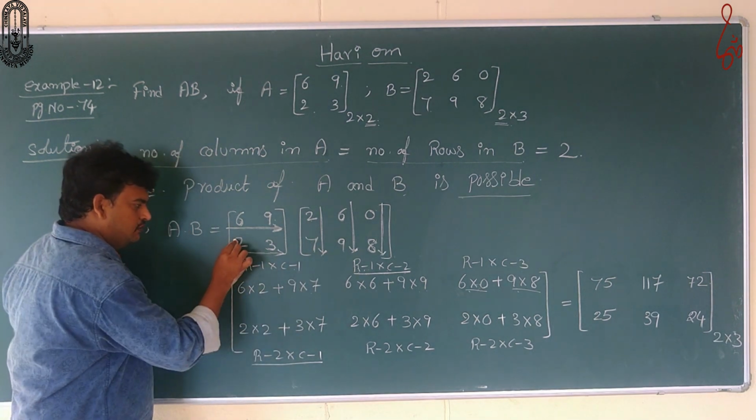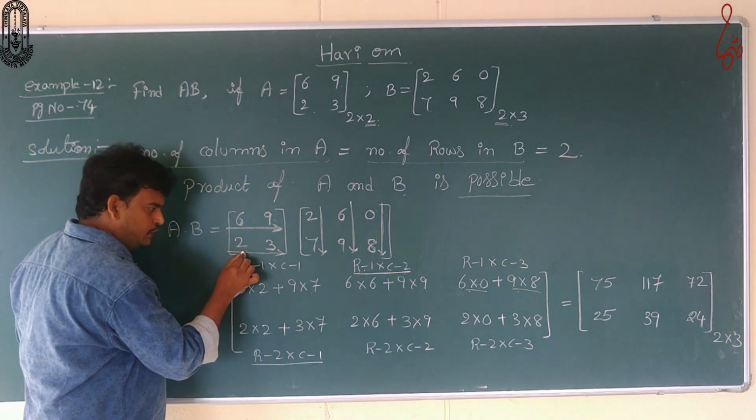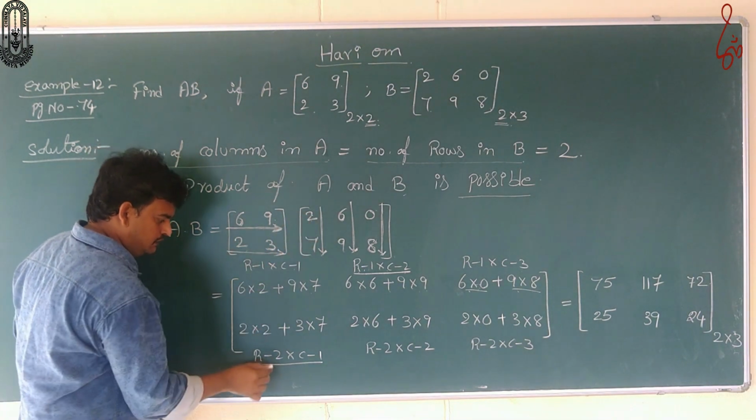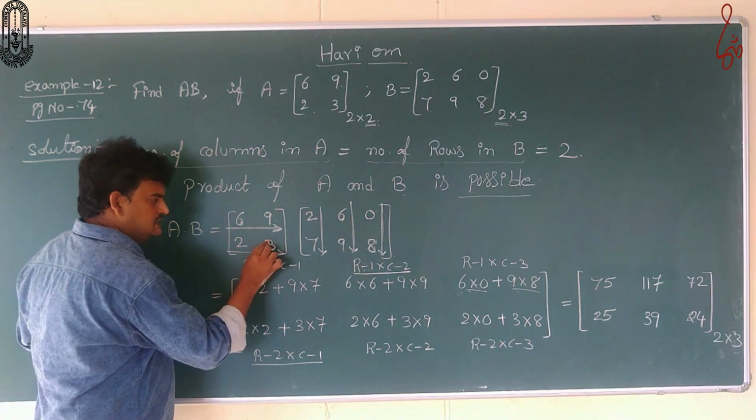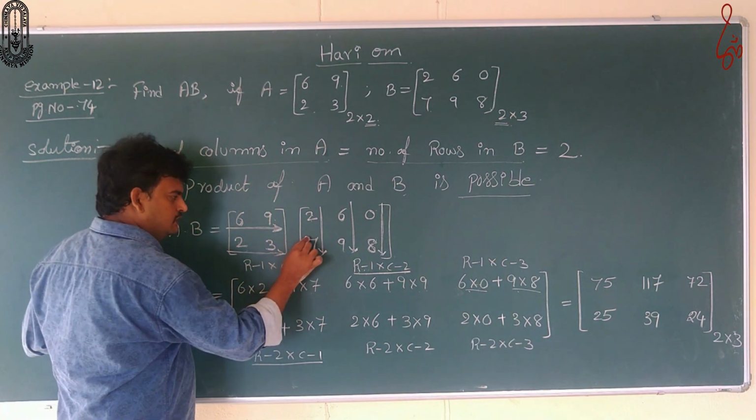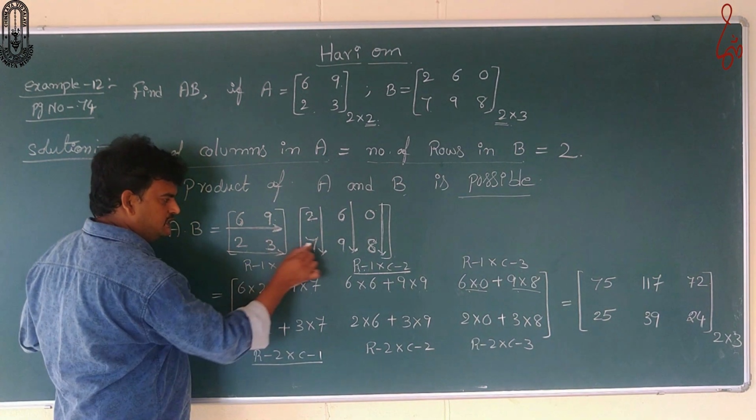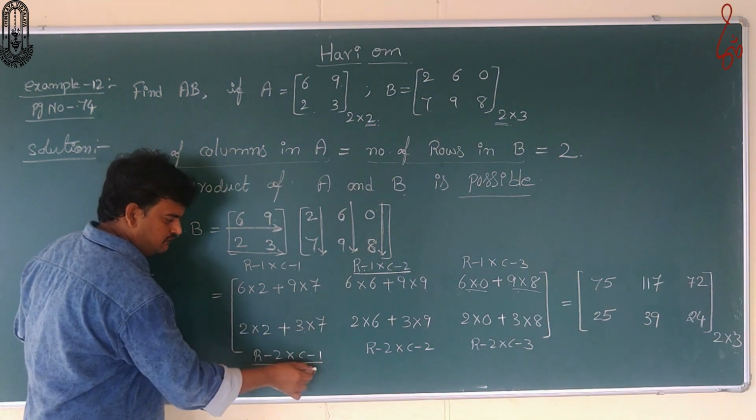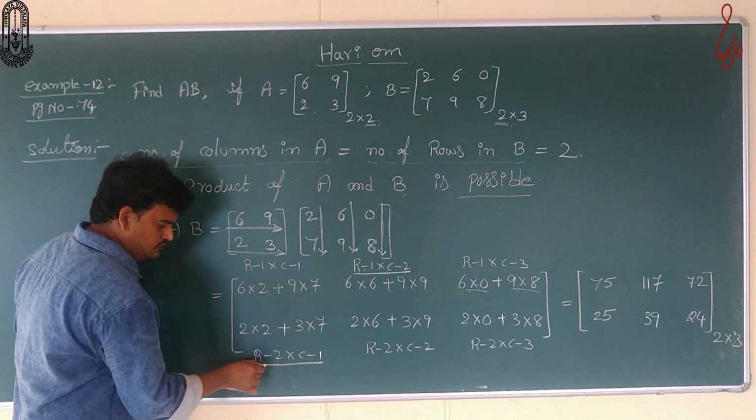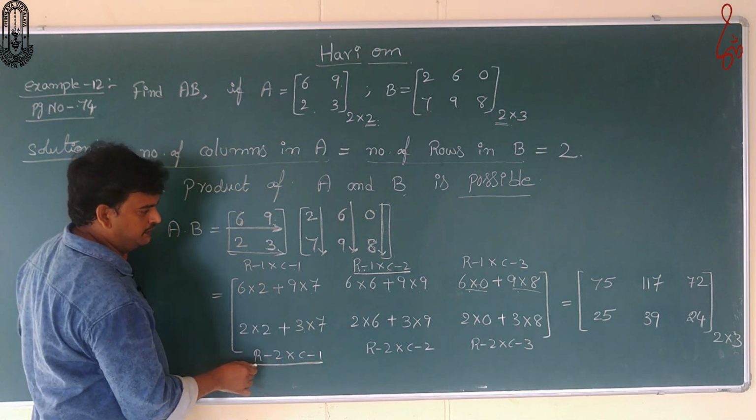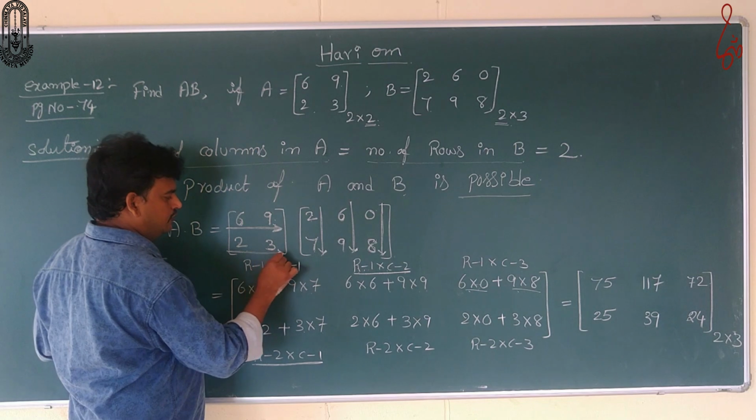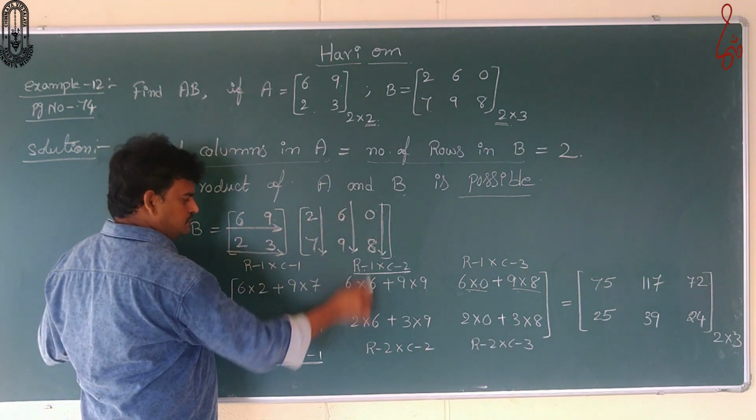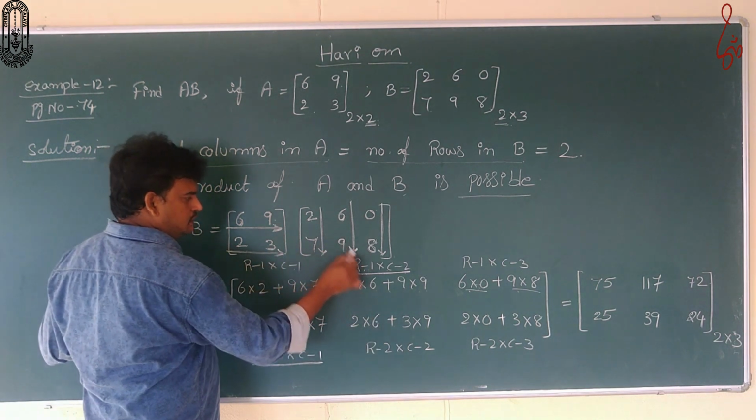Let us multiply. First element in the second row with first element in the first column, 2 twos, plus second element in the second row with second element in the first column, 3 sevens. So 2 into 2 plus 3 into 7 means the product of second row and first column is complete. Then immediately we go for second row and second column: 2 into 6 plus 3 into 9.